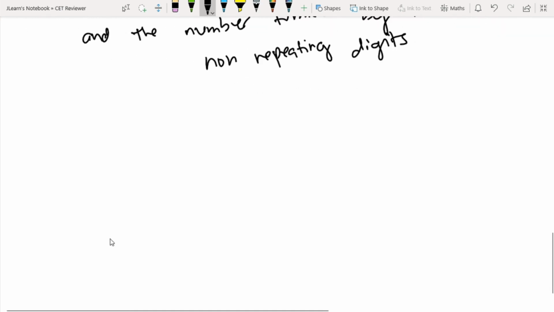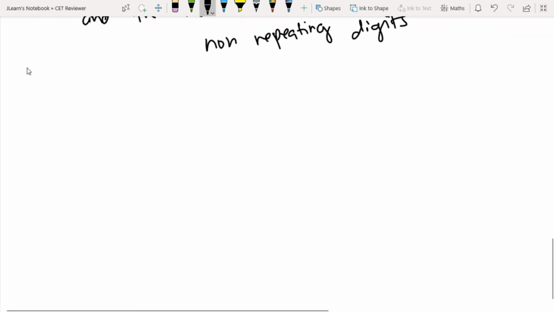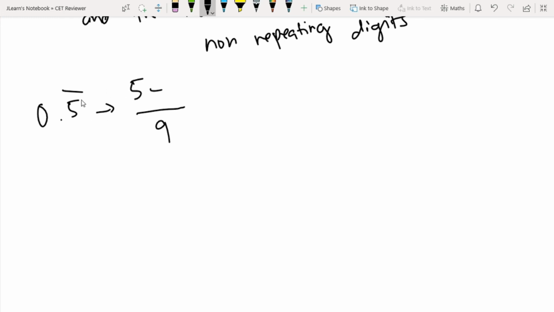So again, kunyari, paano natin convert yung 0.5 bar into a fraction? So sabi rito, each digit daw na repeating magiging denominator niya ay 9. So 9. And then, yung numerator daw ay yung difference between the whole decimal minus the non-repeating decimal. So, yung whole decimal natin dito is 5 minus ilan ba yung non-repeating dito? Wala. So, that is 0.